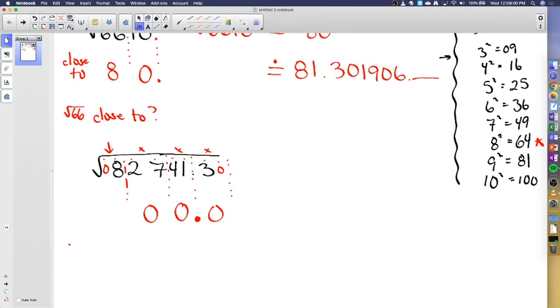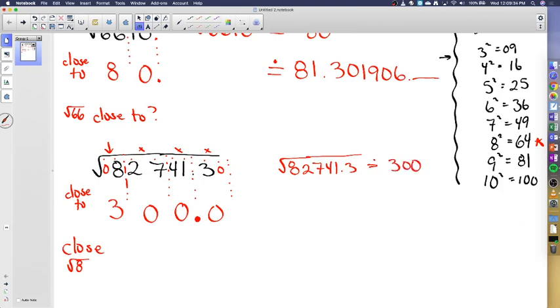Okay, so I'm looking now for the square root that's closest to the square root of 8. Well, the square root of 8 is closest to the square root of 9. That's its closest perfect square. So that means it's really close to 300. Right? The square root of 8 is closest to 3. That's its nearest perfect square. So we get 300. So I'm going to write out 82,741.3 is approximately 300.